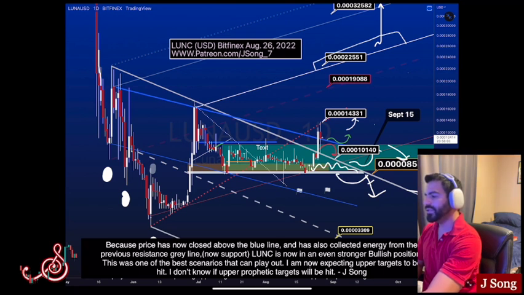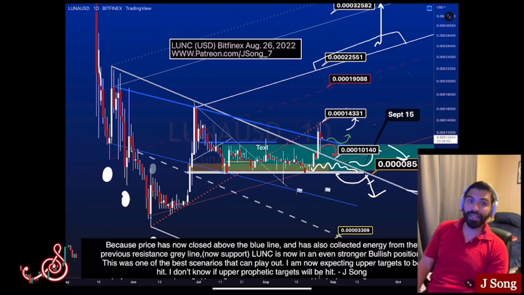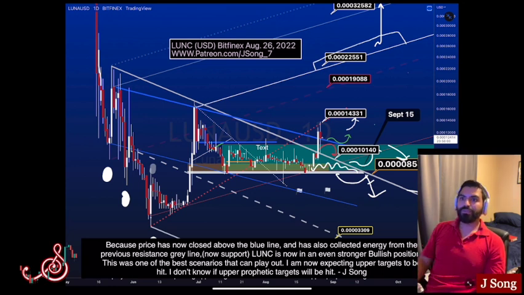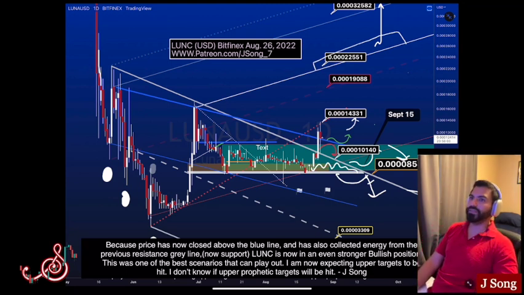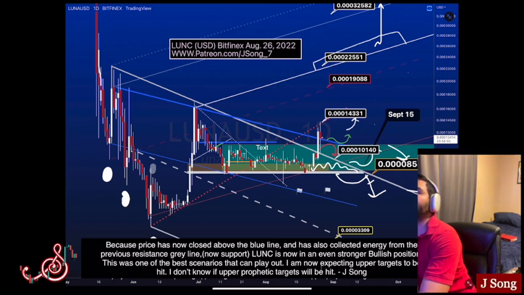This was one of the best scenarios that can play out. I am now expecting upper targets to be hit. I don't know if upper prophetic targets will be hit, or at this time, I don't know if they're going to be hit at these moments. But I did have a dream that we went high and came back down again. So I think there's going to be a time to take some profits, but already everyone should be in some profits. I already made a couple $1,000, so I was happy with this one, and I'm using it for my transitions and my trips. But you guys got to know the next real targets are now up here.